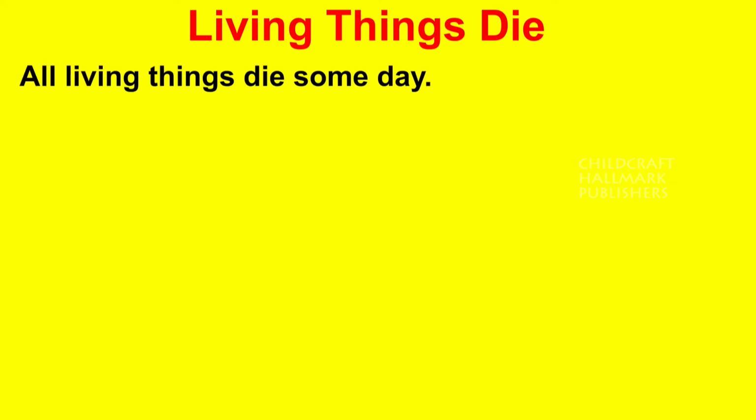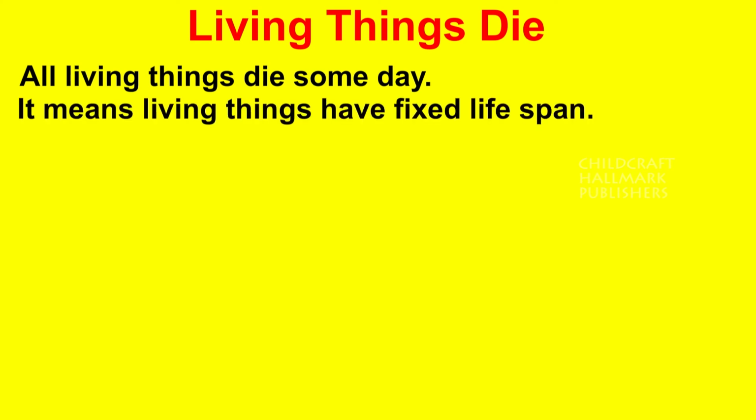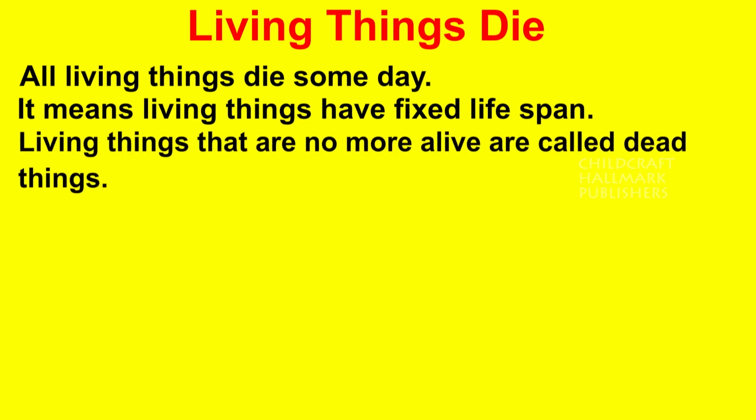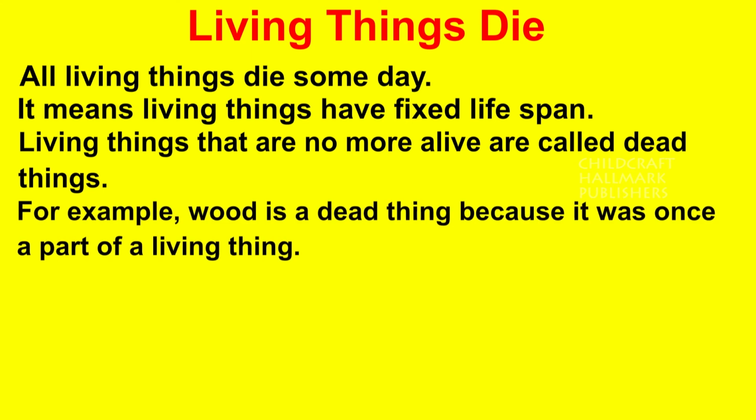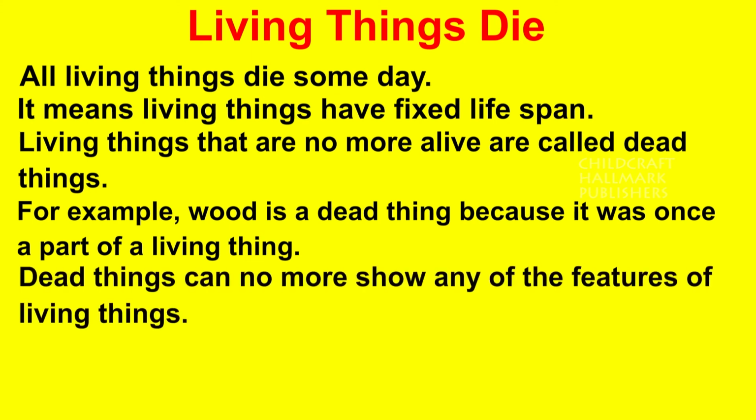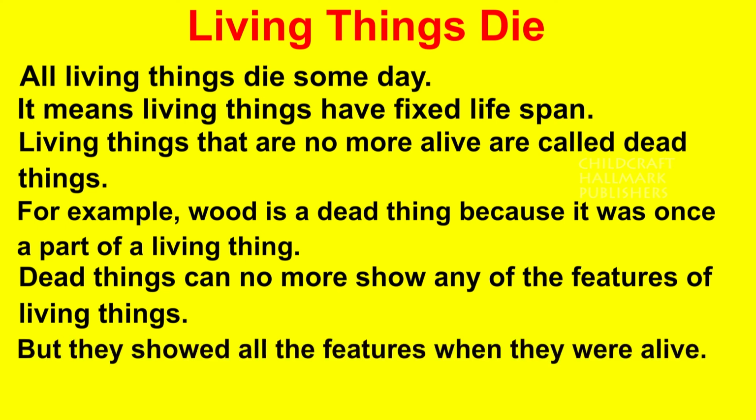Living things die. All living things die someday. It means living things have a fixed lifespan. Living things that are no more alive are called dead things. For example, wood is a dead thing because it was once a part of a living thing. Dead things can no more show any of the features of living things, but they showed all the features when they were alive.